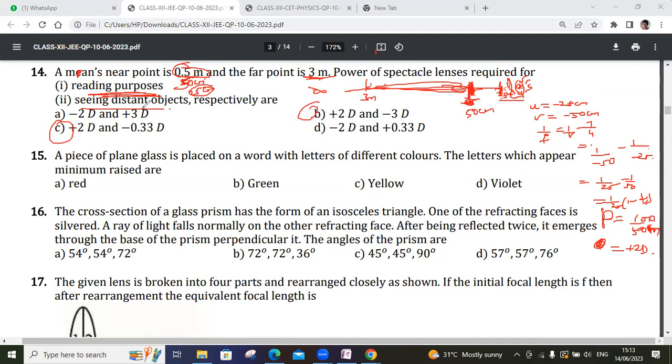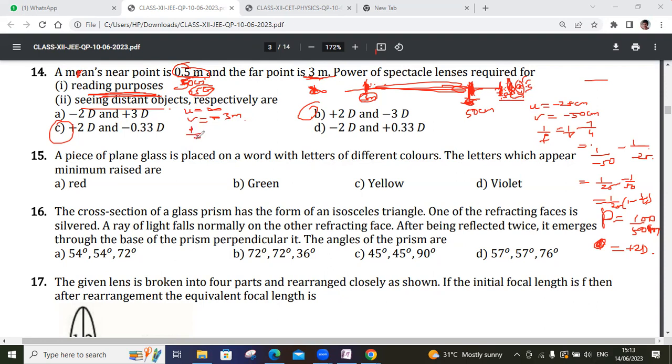Second case, we will see distant objects. If some object is there at infinity, for you to see it, what should happen? You should use some optical instrument, some lens, such that it will make its image at 3 meter. When it is at 3 meter, the image of the lens is the object for your eyes, and your eyes can see an object at 3 meter. So you have to use such a lens for which if u is equal to infinity, v should be minus 3 meter.